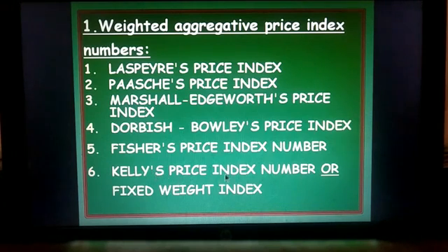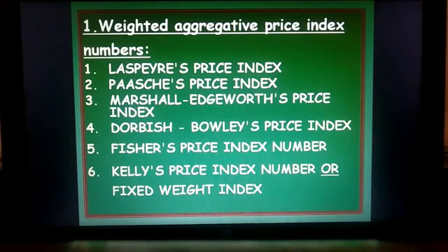And then Kelly's price index number, or fixed weight index number method, is one where we need not go for any base year or current year quantities at all. We shall consider neither base year quantities nor current year quantities as the weights, but one fixed quantity Q to be considered as the weight for calculation of the price index number. Kelly suggested this, that's why Kelly's price index number is called the fixed weight index number.